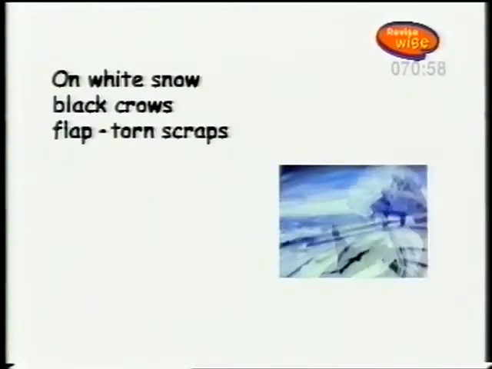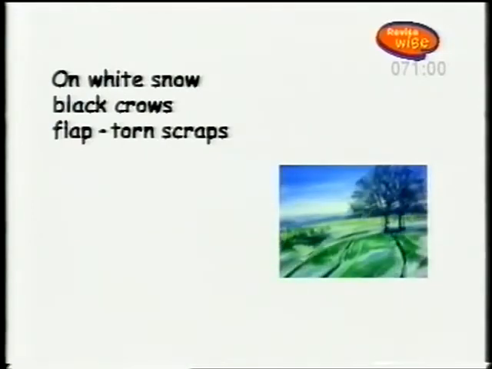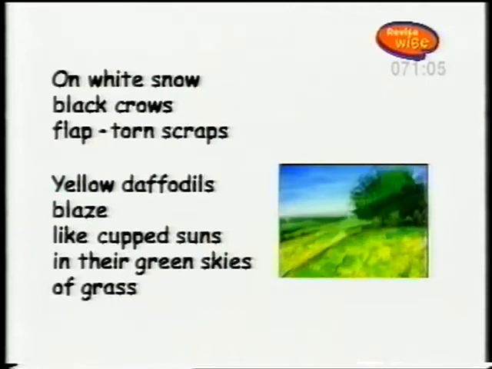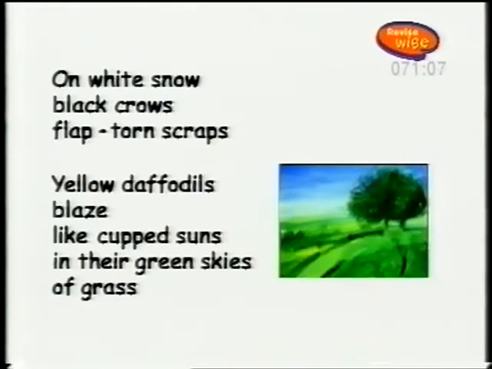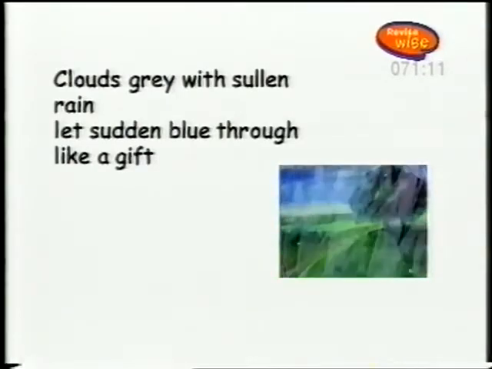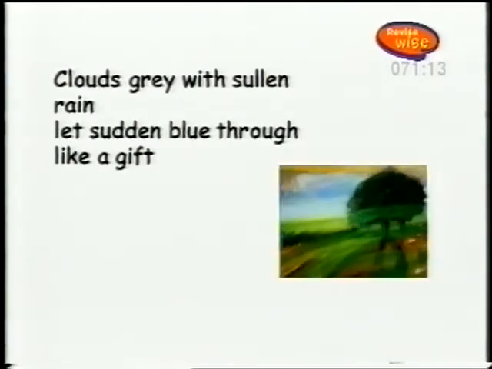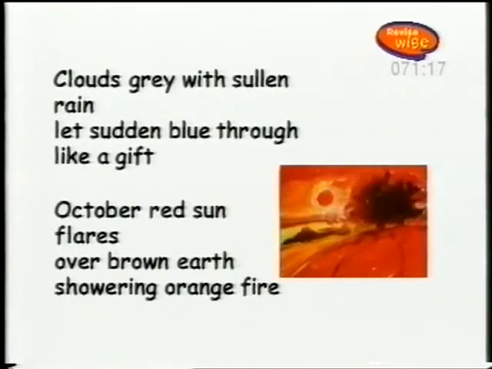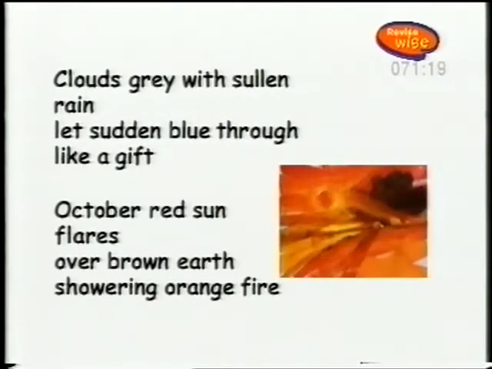On white snow, black crows flap, torn scraps. Yellow daffodils blaze like cupped suns in their green skies of grass. Clouds, grey with sullen rain, let sudden blue through like a gift. October red sun flares over brown earth, showering orange fire.